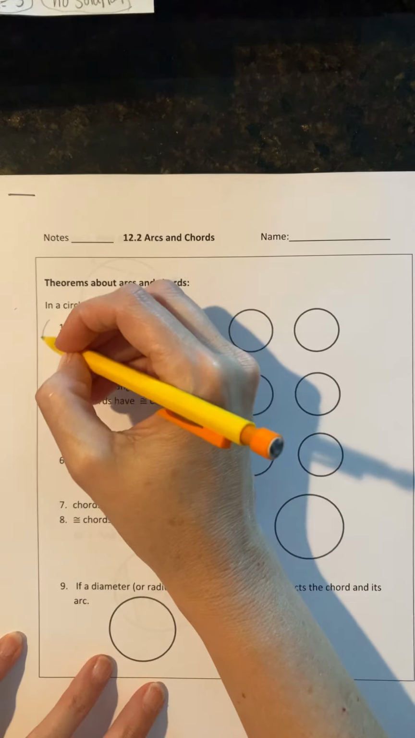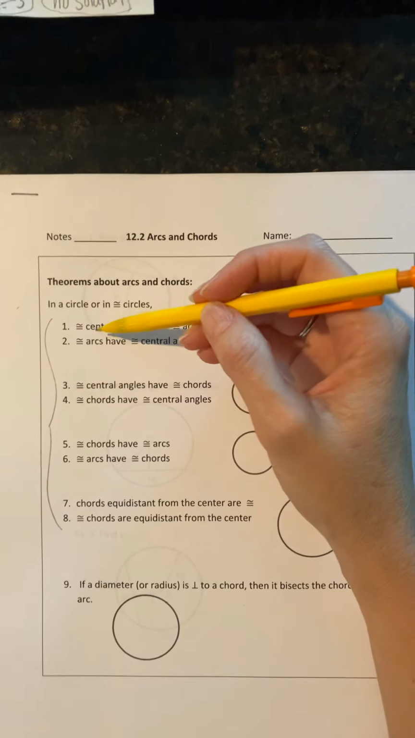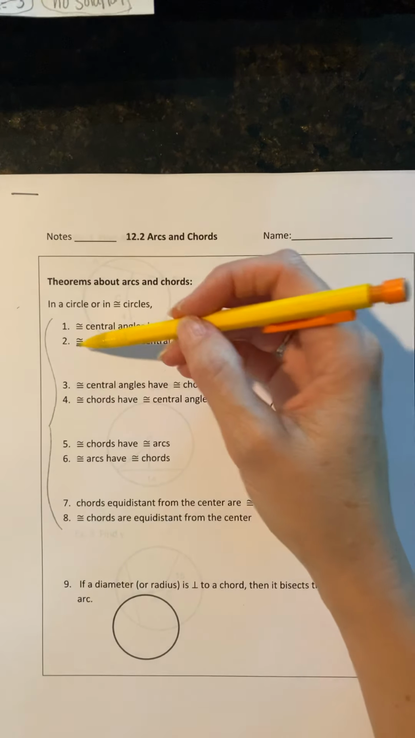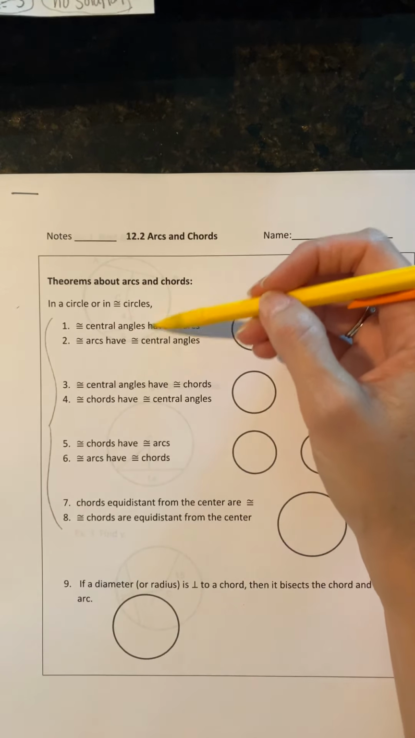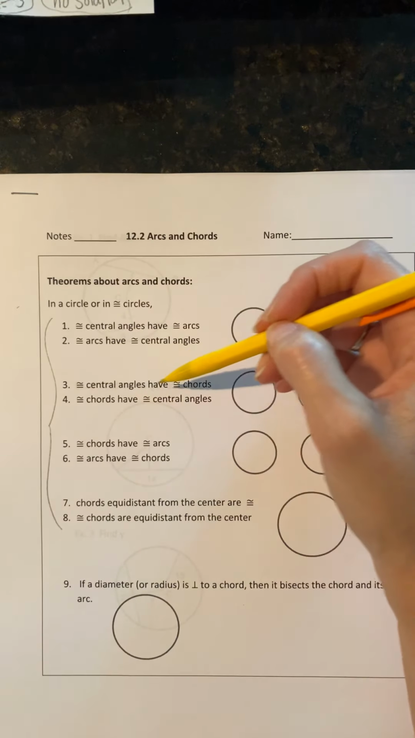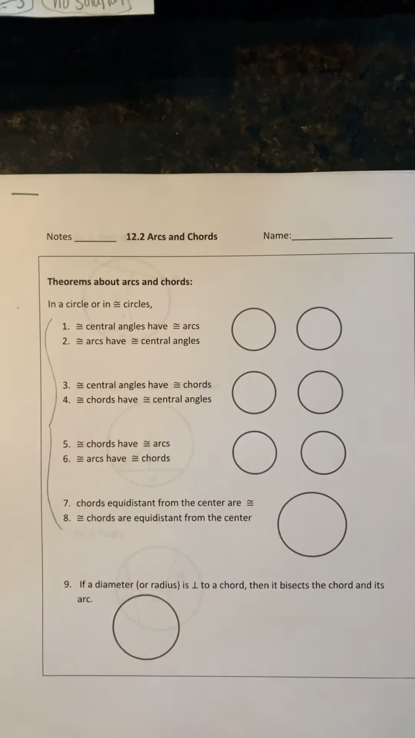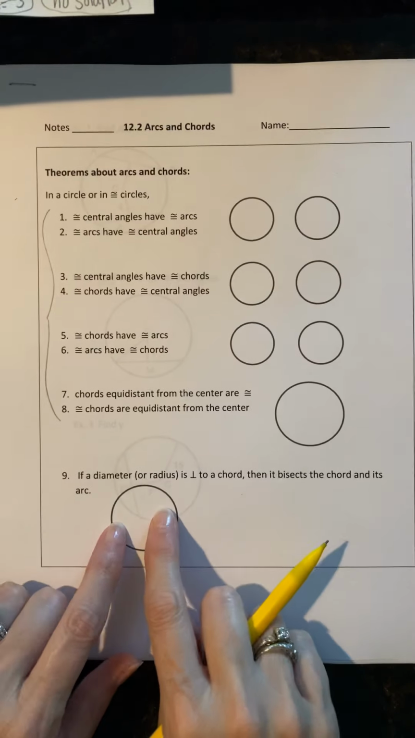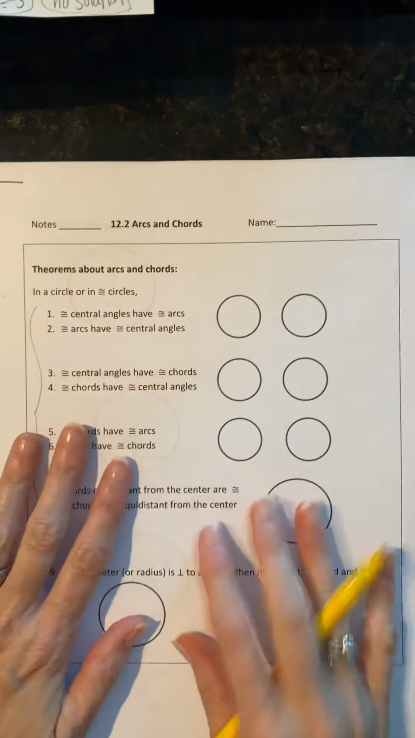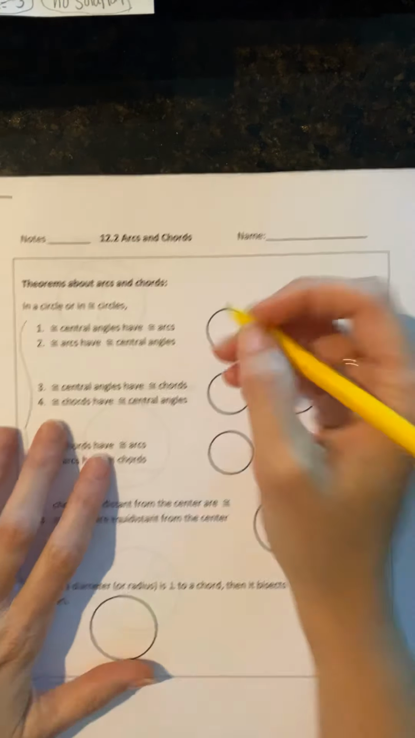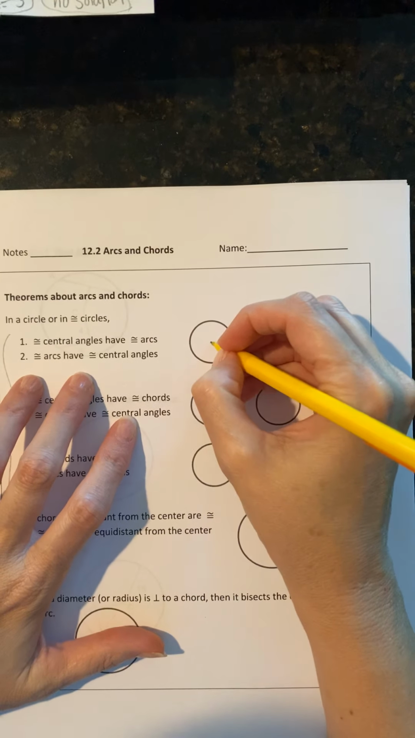Now you'll notice I grouped them, and that's because the groups are converses. Congruent central angles have congruent arcs, and congruent arcs have congruent central angles. Those are converses. Congruent central angles have congruent chords, and congruent chords have congruent central angles. Those are converses. So you'll see that's how they're grouped. Now, number 9 does not start out that way, and you'll see why when we get there. Okay, so let me just remind you what some of this stuff is.